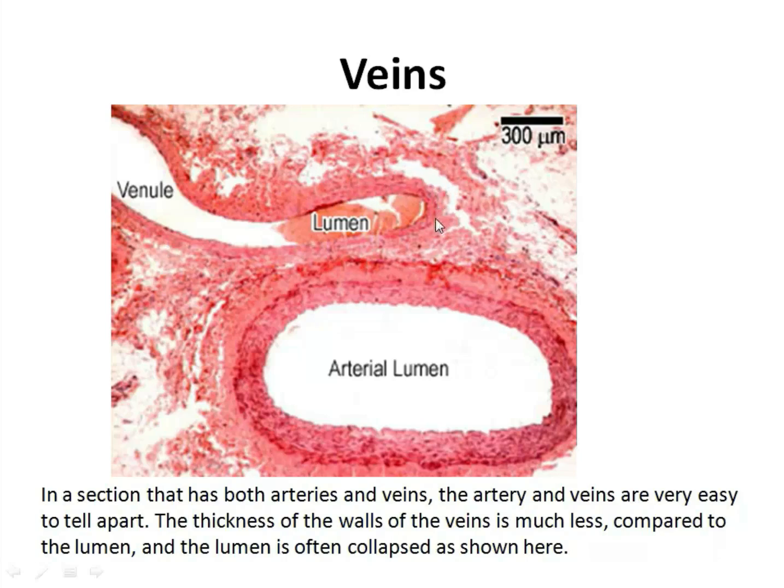But the tunica media is clearly distinct, and it is made of a small smooth muscle layer. And the endothelial layer is the internal lining of this lumen. Here, the artery and veins are very easy to make apart. The thickness of the wall of vein is much less compared to the lumen, and the lumen is often collapsed as shown here.